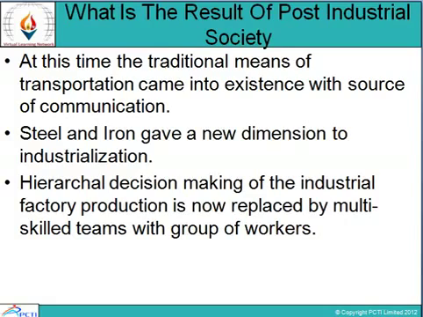There is a new approach to production using information technology. As a result, there is a flattening out of traditional management structure. Hierarchical decision making of industrial factory production is now replaced by multi-skilled teams with groups of workers collaborating at every stage, from design to quality control, with each team member contributing to a process of continual improvement while simultaneously being allowed access to all computerized information generated within the company.